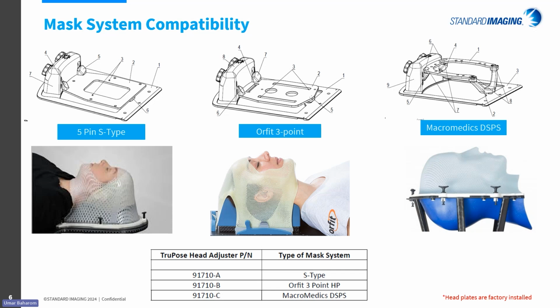Please note that the head plates are factory installed, so they're not user hot swappable. So, you want to make sure that you're ordering the correct TruPose system. And of course, we'll be able to help you if you have any questions with that. I think, honestly, the easiest way to do it is just take a picture if you're not sure what they are, what you want to use. And we can help you with that, selecting the right TruPose Head Adjuster for you.